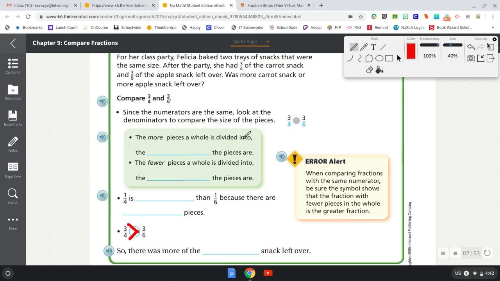Here's our rule. The more pieces a whole is divided into, so the bigger the denominator, the smaller the pieces are. The fewer or the less pieces a whole is divided into, the bigger the pieces are. So which snack had more left over? Carrot or apple? Let's go back up. The 3/4 was the carrot. 3/6 was the apple. So 3/4. So I'm going to say carrot.